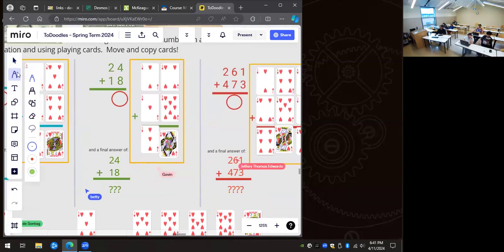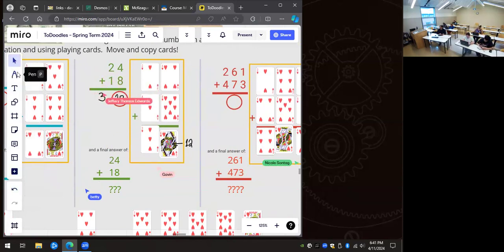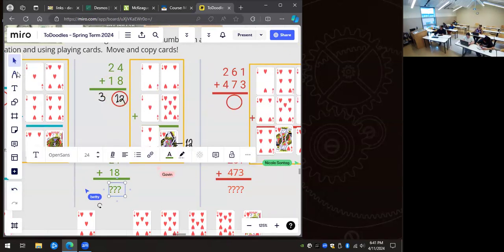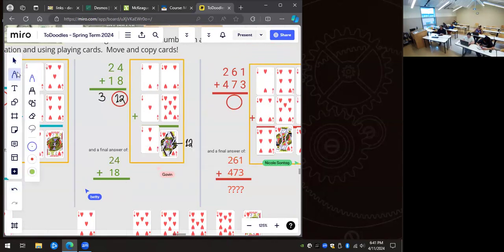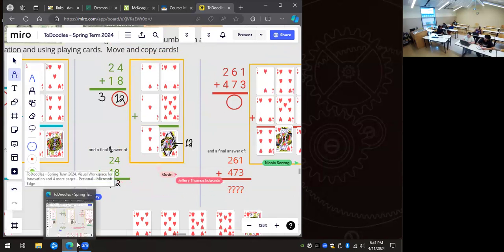Okay, so let me do the writing, because I have the fancy pen. So 8 and 4 is 12, and we wrote that with the queen, because the queen is 12. Okay, 2 and 1 makes 3. But we don't actually want to write it like 3, 12, that's the wrong way to write things. So how do we fix that? You want to carry the 1 over to the top of the 2. So we write the 12 that way, and then we do 1, 2, 3, 4. Everyone okay with that?